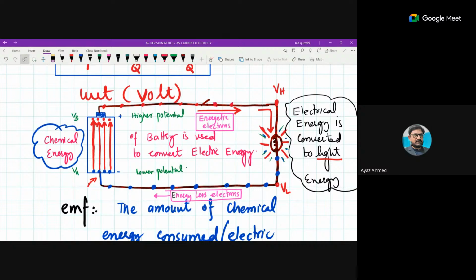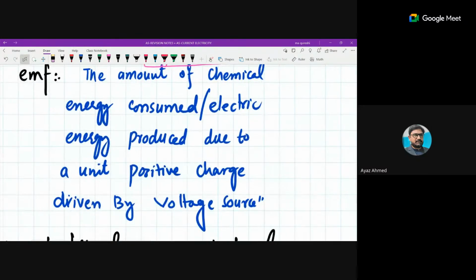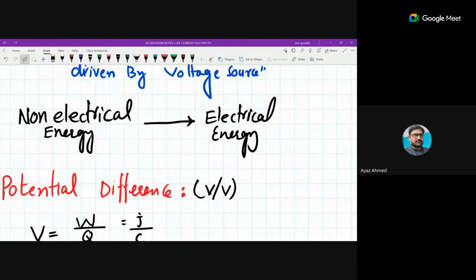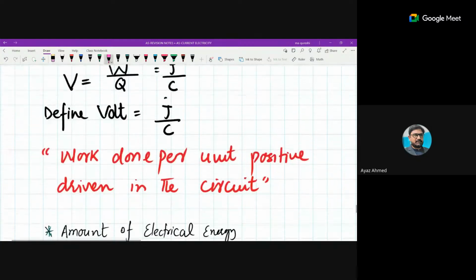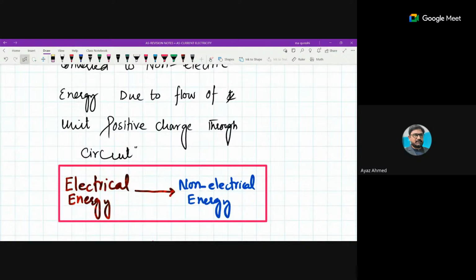है ना? So EMF is that amount of non-electrical energy, ये देखो, amount of non-electrical energy converted into electrical energy when one unit positive charge is driven by the battery in the circuit. तो potential difference फिर क्या हुआ? Potential difference is basically that amount of energy which is converted from electrical to non-electric. आपका चार्ज लैंप में आया तो which energy does it have?